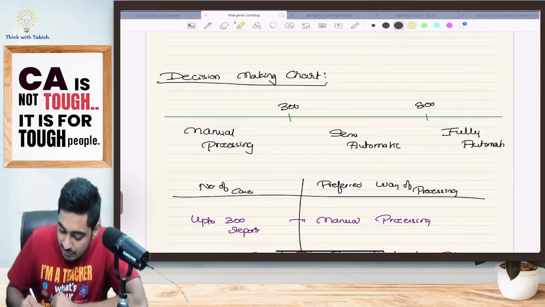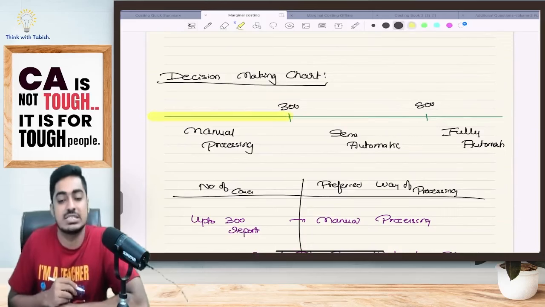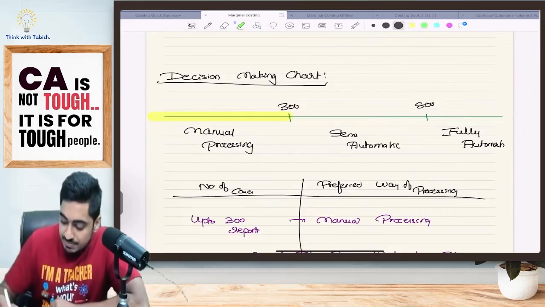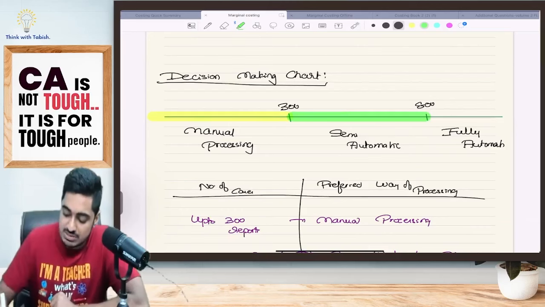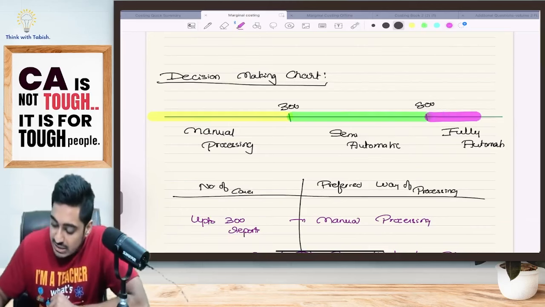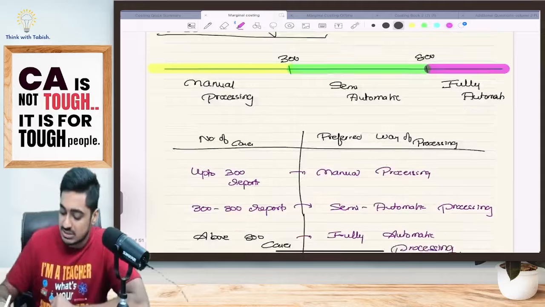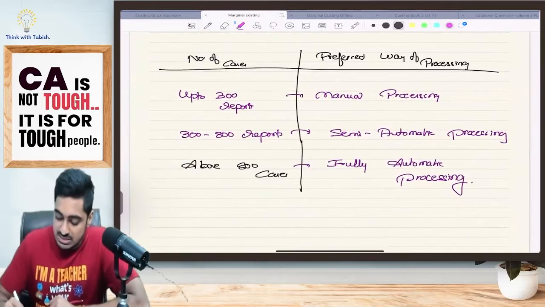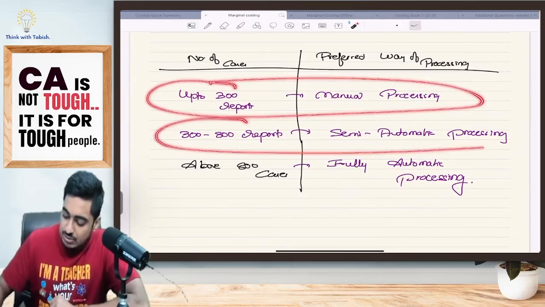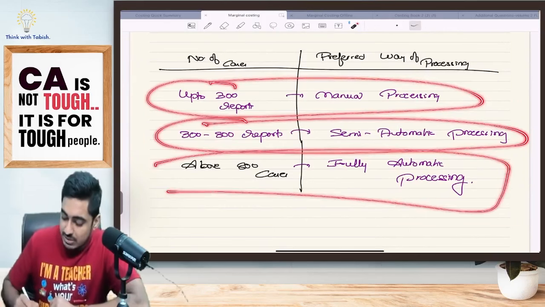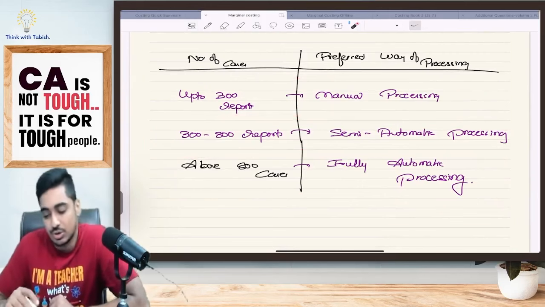Great. That means, how is my decision going to be? Look at this, students. If I'm having up to 300 cases, which is best? Manual is best. If I'm having 300 to 800 cases, which is best? Semi-automatic is best. If I'm having more than 800 cases, which is best? Fully automatic. I will just write number of cases: if it is up to 300, manual system is preferred; 300 to 800, semi-automatic; above 800, fully automatic. First part is over.